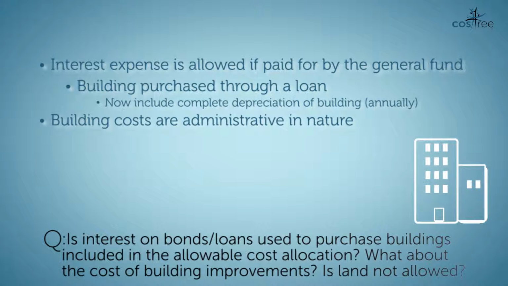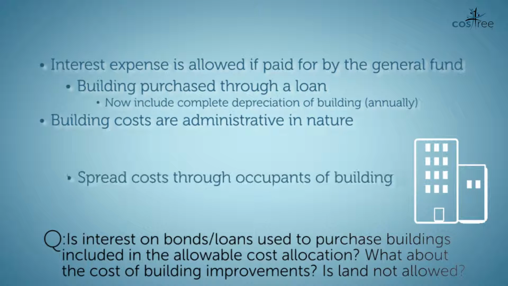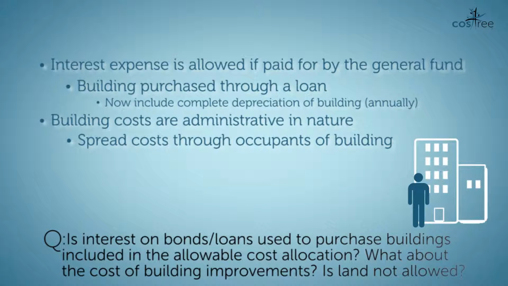They're administrative in nature because otherwise we wouldn't have been able to get the building at all, because we needed to borrow to get it. And so that is considered an administrative cost. Typically, if it's following a building, what's going to be allowed is to take that cost and spread it to the occupants of the building. So that's the idea about it.